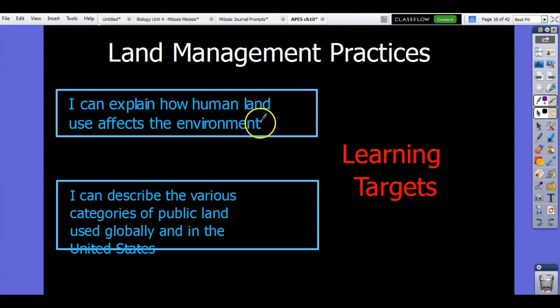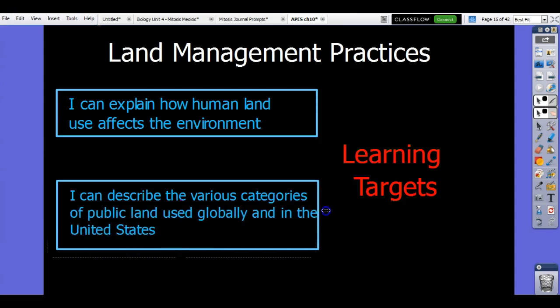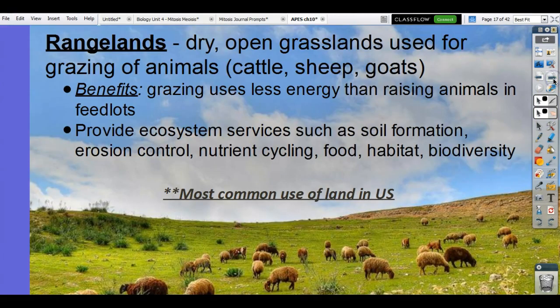All right, so we're just going to talk about rangelands pretty quick, and then we will be done. Okay, so not that much left here. So how human land use affects the environment and the categories of public land use in the U.S. is what we're looking at.